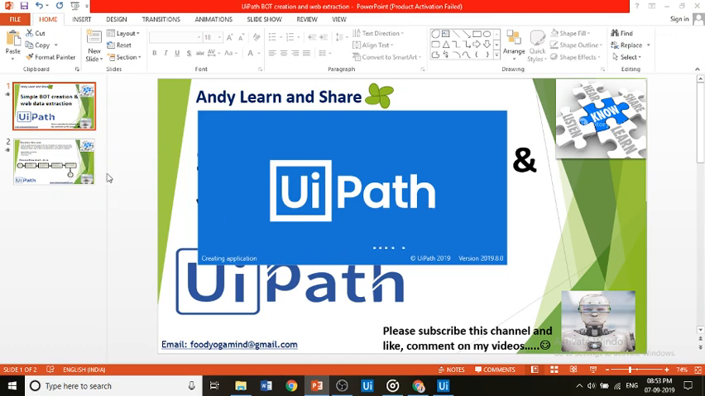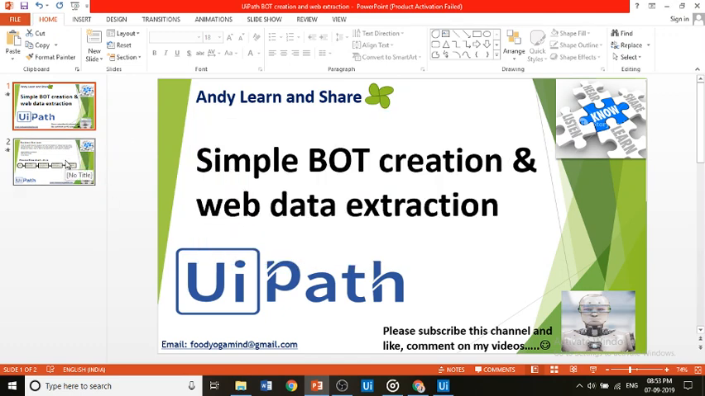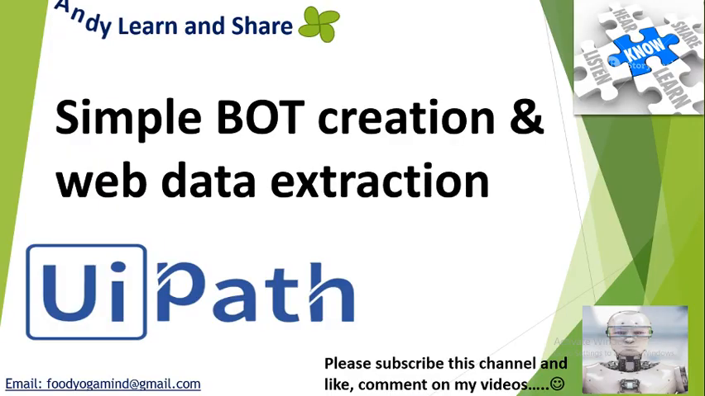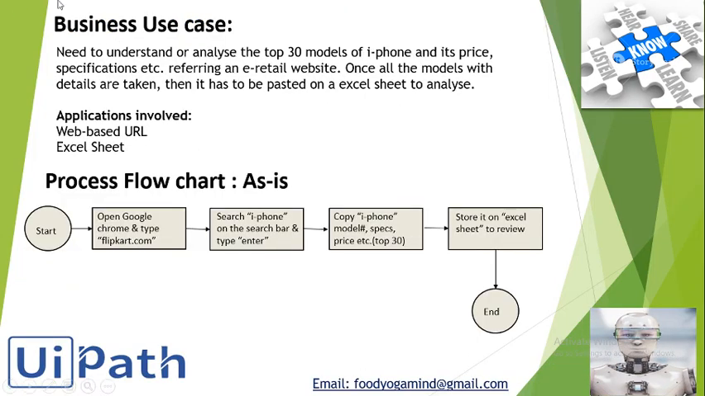Before UiPath is launched, I'll show you one more thing: the basic requirement, or the use case that I'm going to explain. The business requirement is to understand and analyze the top 30 models of iPhone and their price, specs, etc., referring to an e-retail website. Once all the models with the details are taken, they have to be pasted into an Excel sheet to analyze. Based on that, I have created this use case.